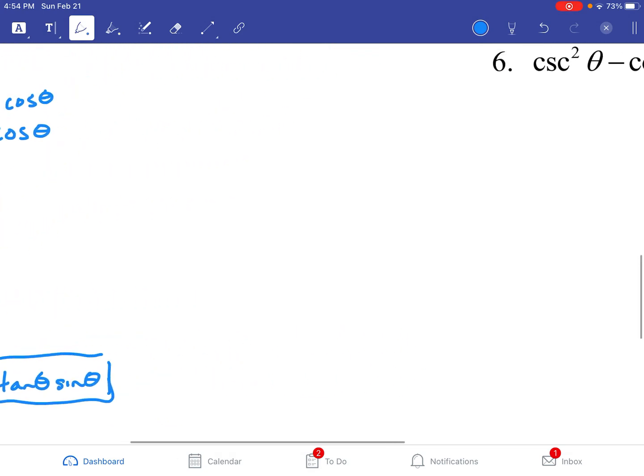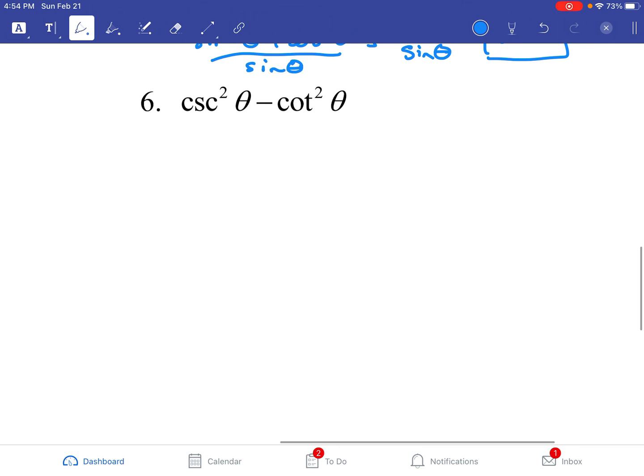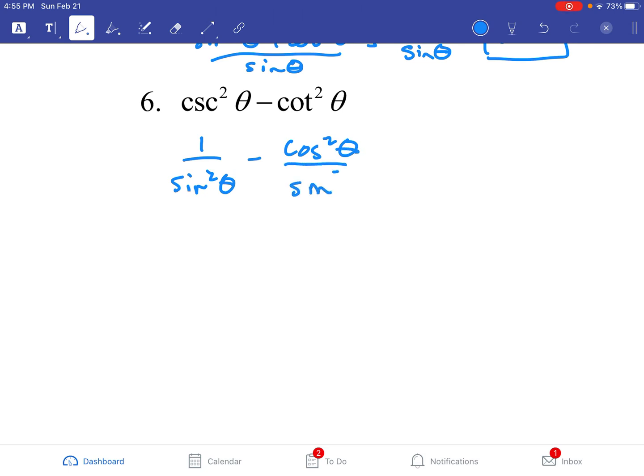Last but not least, we have cosecant squared minus cotangent squared. This looks like a Pythagorean identity, but it's not really written technically the right way. But let's show you how to do it using common denominators. So cosecant squared becomes 1 over sine squared minus cotangent squared, which is cosine squared over sine squared.